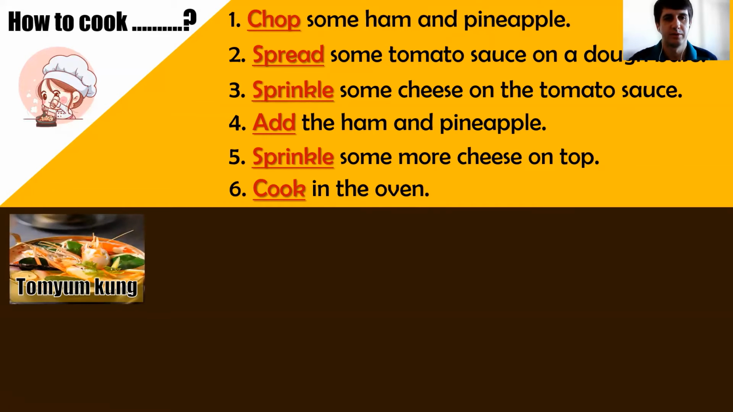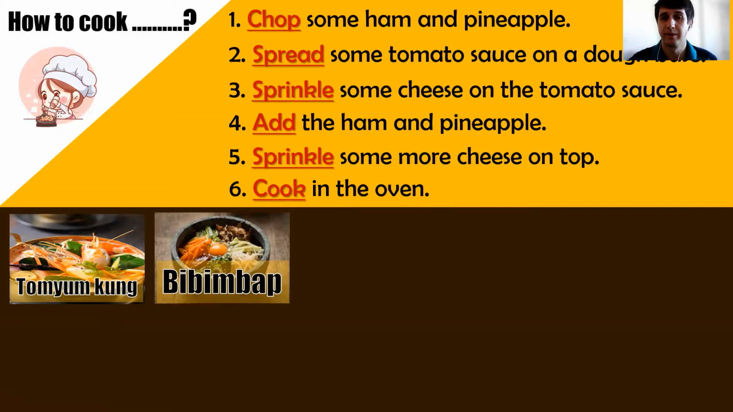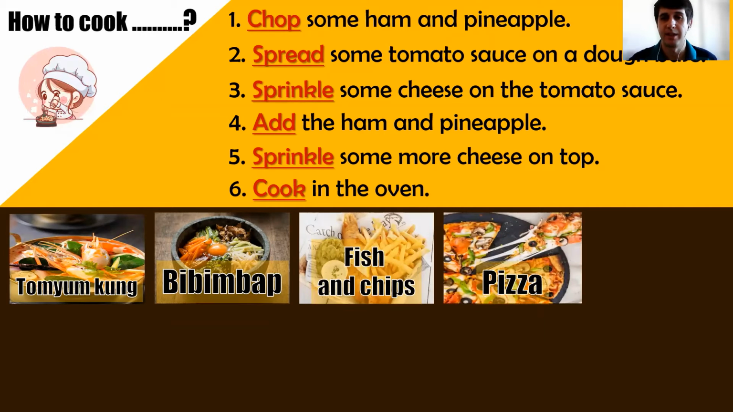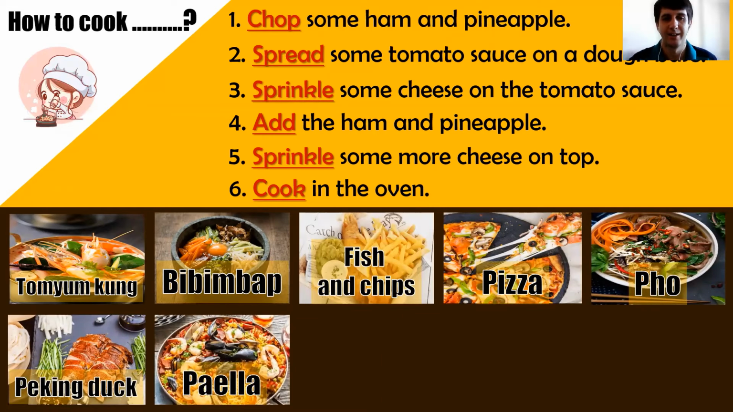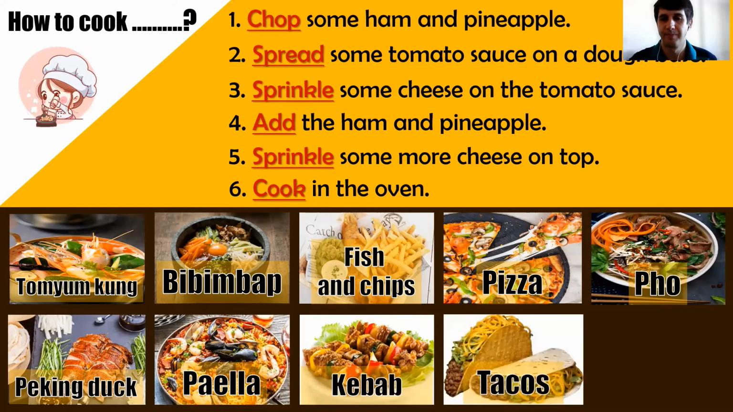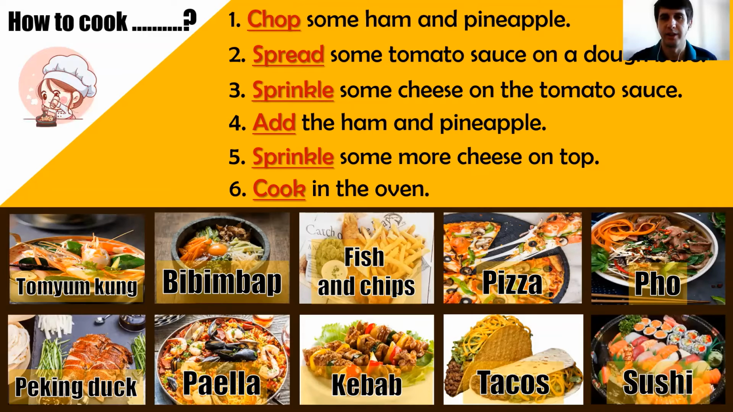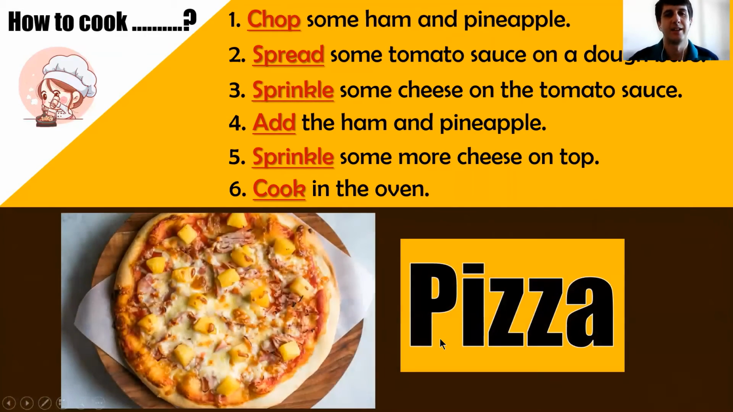Tom yum goong, bibimbap, fish and chips, pizza, pho, Peking duck, paella, kebab, tacos, sushi. What do you think? Which food is it? It is, of course, pizza. Everyone's favorite pizza. Okay, this is a recipe for making pizza. Maybe you want to make some pizza for your dinner today. Next one.